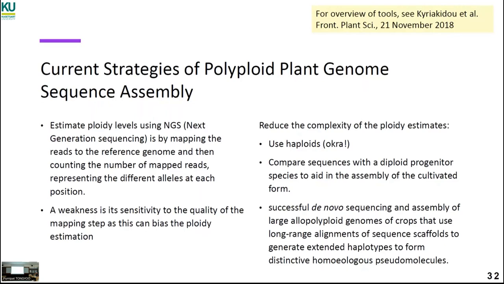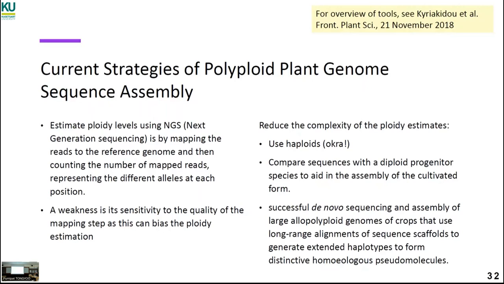It is a multi-seed. So cotton would be absolutely your first choice. Cotton is very well sequenced, and if you compare okra with cotton, you have a lot more tools to make complete assembly possible. And cacao, by the way, is the second one that can help you a lot.